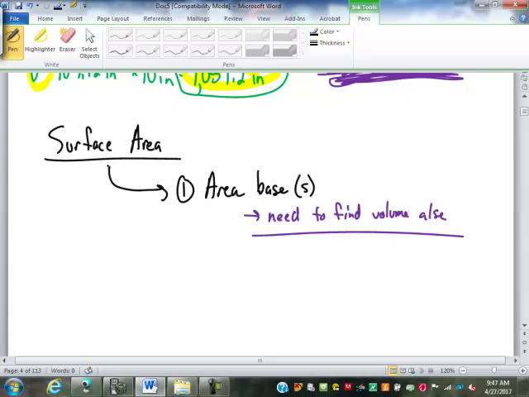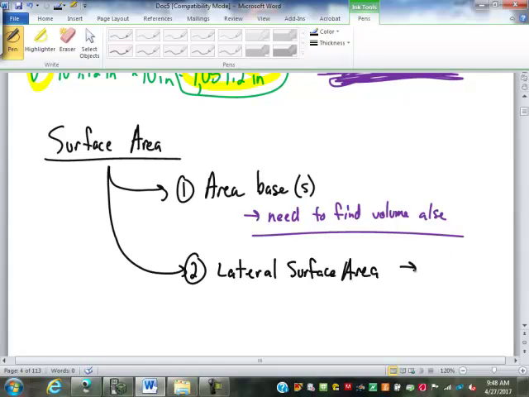The second part is something called lateral surface area. Lateral surface area is going to be abbreviated LA, lateral area. Lateral surface area is the area of the sides that connect the bases.